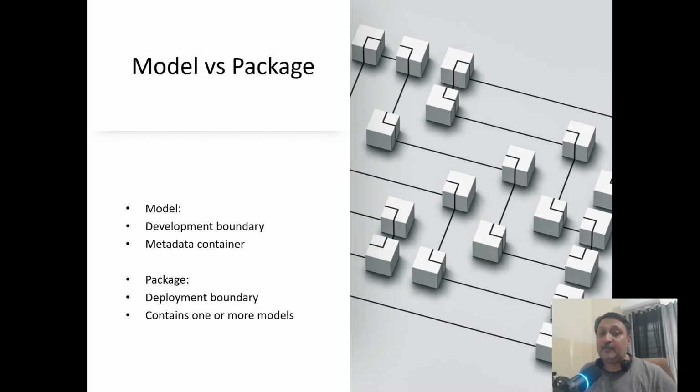Then comes a package. A package is a deployment boundary. It will contain one or more models. Most of the time we are going to deploy only our custom models. The default Microsoft-created models already exist on the server. Sometimes we create extensions, and extensions are also part of our custom models, so extensions are also deployed. All deployment goes through packages. One package can contain multiple models.